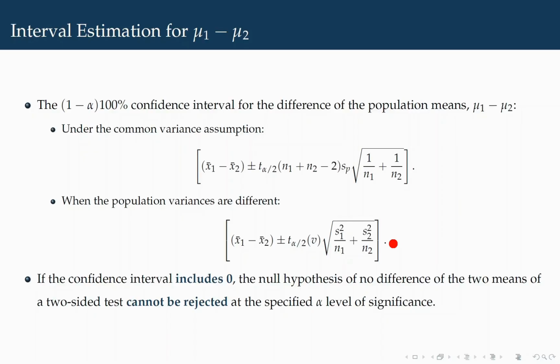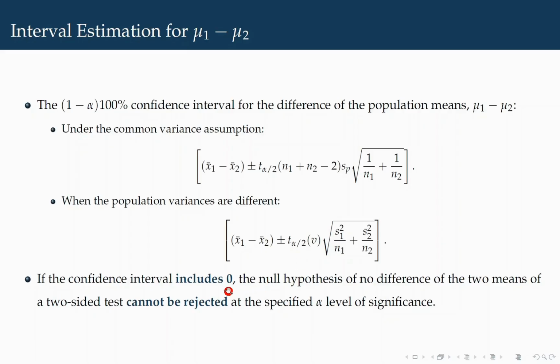If both sample sizes are large, let's say both greater than or equal to 30, in that case, instead of t alpha over 2 with n1 plus n2 minus 2 degrees of freedom, we need to replace this by z alpha over 2. Similarly, in the case of different population variances, instead of t alpha over 2 with v degrees of freedom, we need to replace this by z alpha over 2.